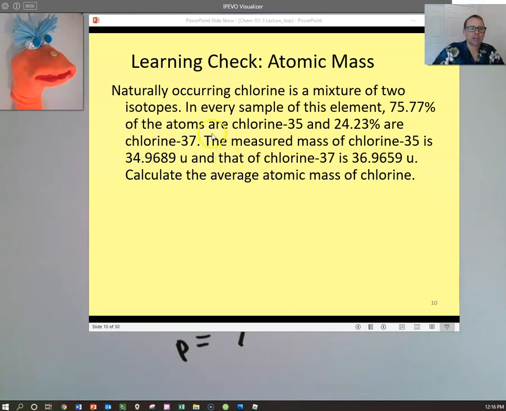Okay. Now, let's think about how we could answer a problem like this. Naturally occurring chlorine is a mixture of two isotopes. Do you know what that means, a mixture of two isotopes?